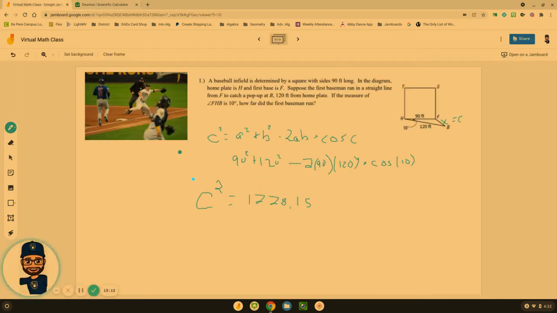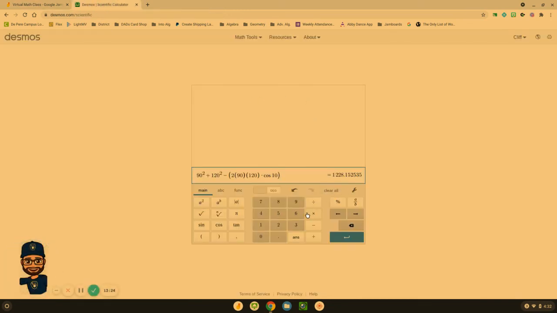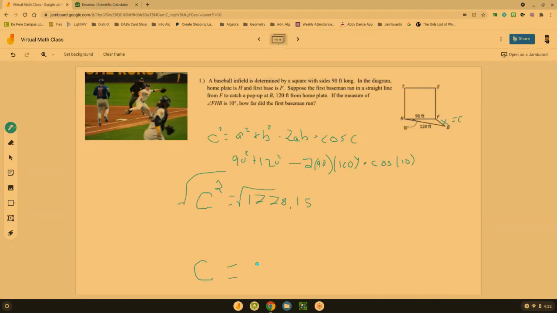I'm going to leave that over there in Desmos because what do I have to do to find C? We take the square root. So if I go back over to Desmos, I still have my answer there. I'm going to hit enter so that I get a new line, hit the square root button, and then hit answer to take the previous answer. So it grabbed it and moved it there to give us 35.05 feet. 35.05 feet is how long he ran.